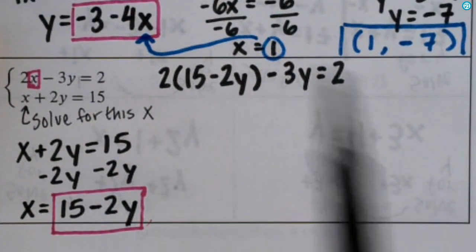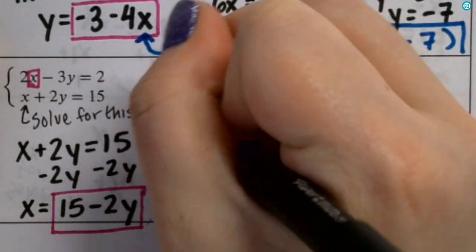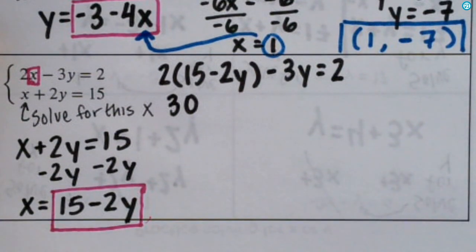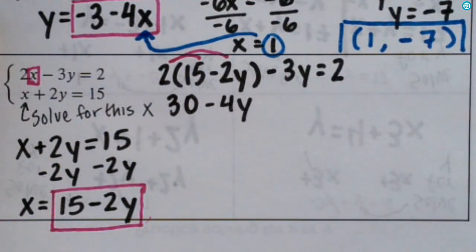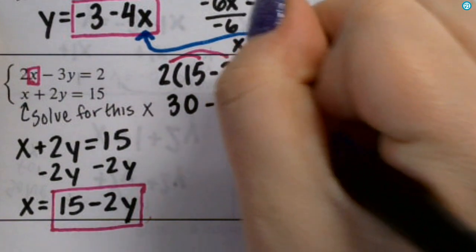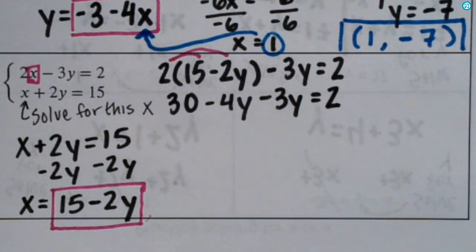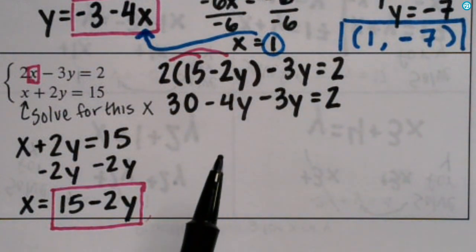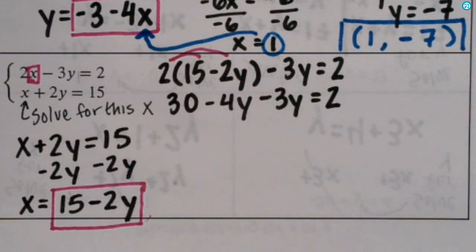Okay, so now I'm going to distribute, combine like terms, and solve. 2 times 15 is 30. 2 times negative 2y is negative 4y. And then I still have minus 3y equals 2. Okay, I've distributed. Any questions about distributing?